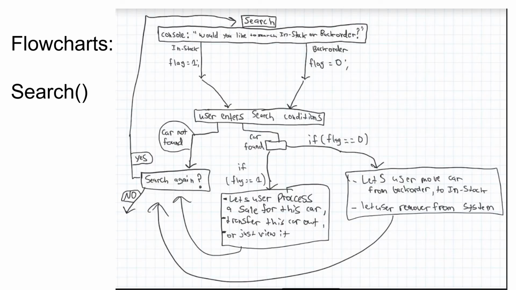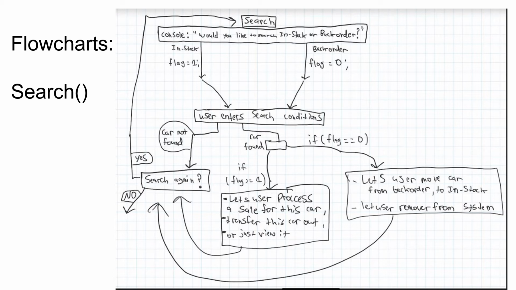All right, and then we have our search function where the console asks where we want to search, in stock or back order, and this will be used for later. That's why there's a flag. The user enters the search conditions, which the cool part about this is they can enter as much or as little as they would like in regard to the parameters in which they wish to search the car for. Basically, you could enter every single parameter, be super specific, or you could enter just say blue Corolla and then just start looking through all the blue Corollas that are in stock or in back order.